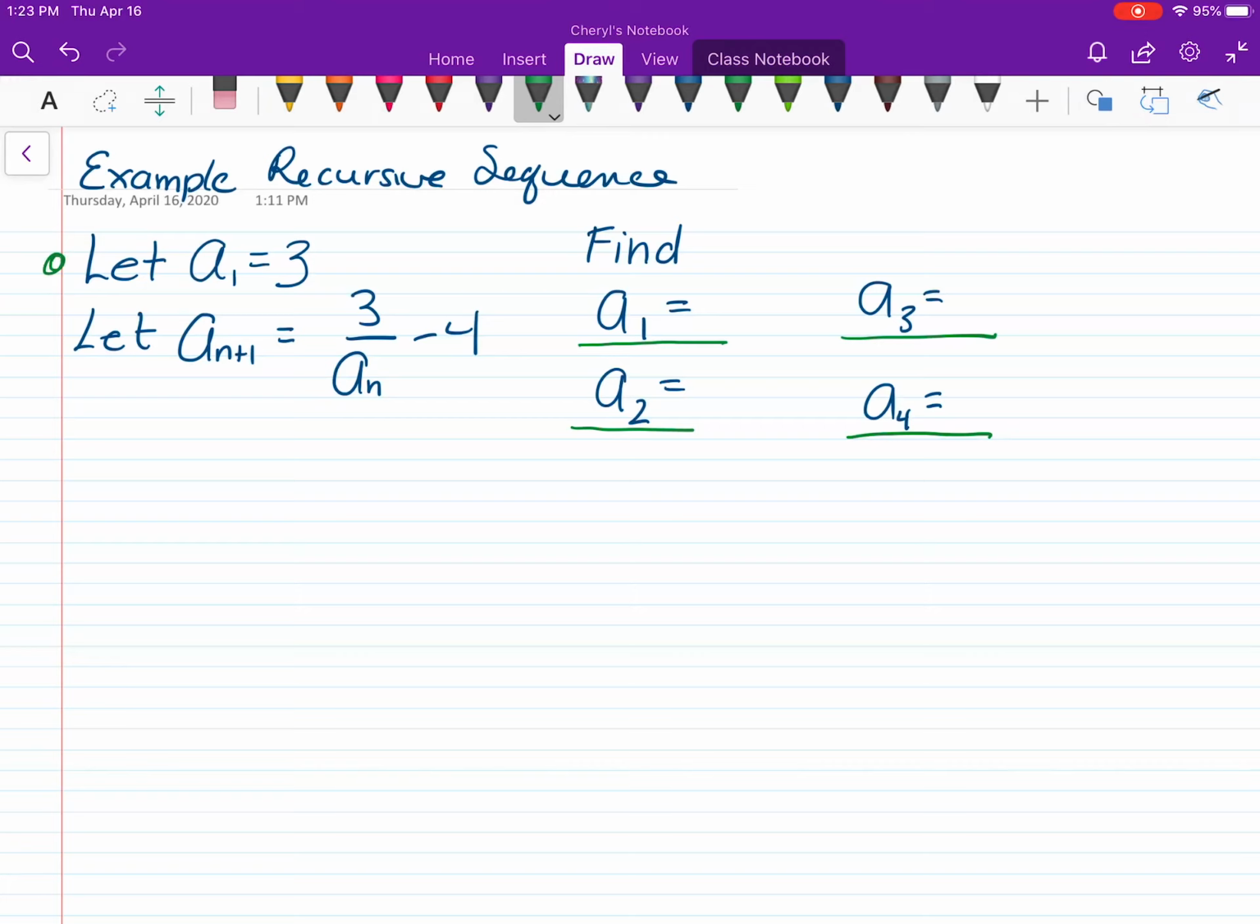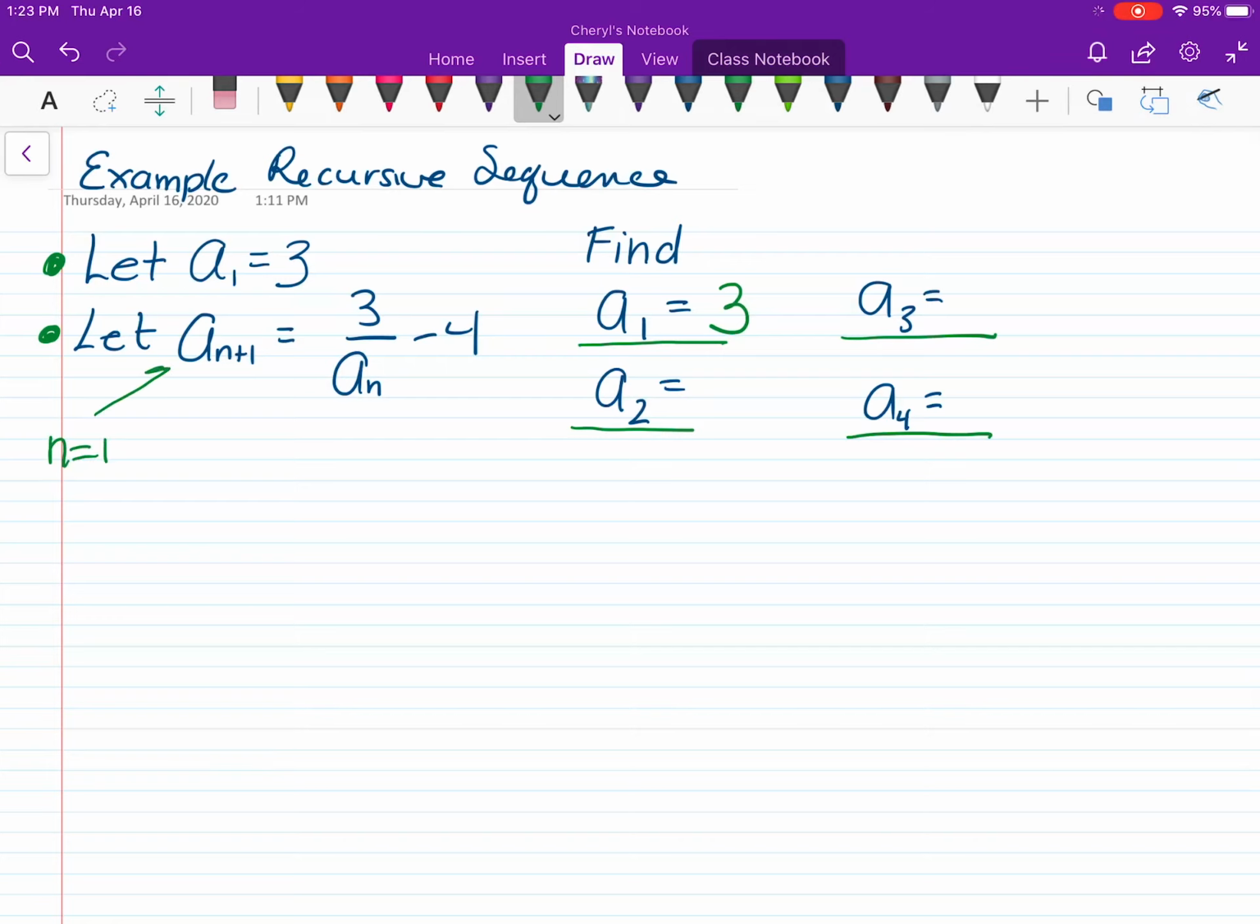So we know what A1 is because when we're given a recursive sequence, we have to know what the first term is. Sometimes we're even given the second term as well, depending on how the sequence is defined. So we know what A1 is. We're going to label that here. A1 is 3. To find the next terms in the sequence, we're going to use the formula that's given.